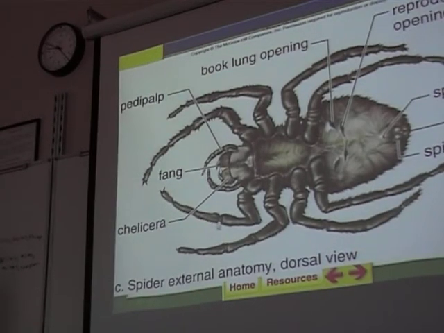Here's the body of a spider. You can see the chelicerae in the front there with fangs on them. And then those are the pedipalps that hold the food. Again, you have the 8 legs.